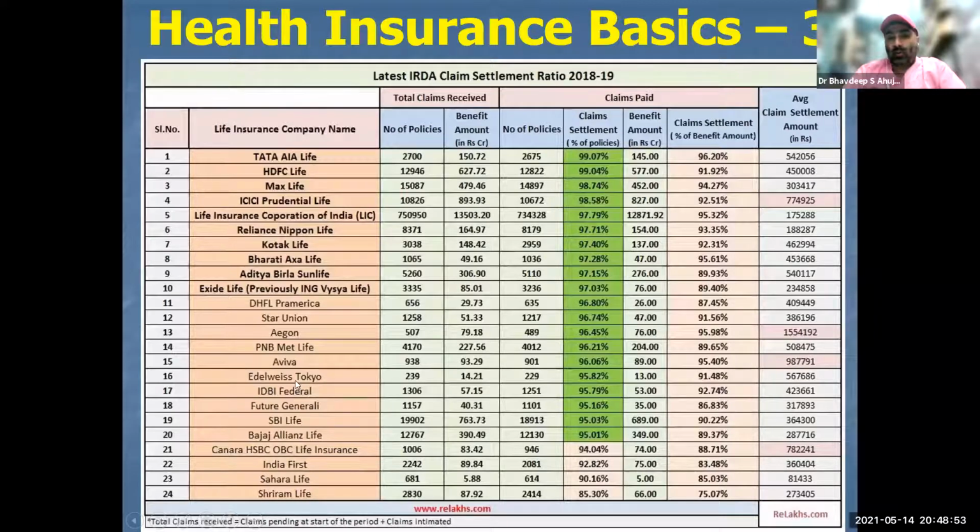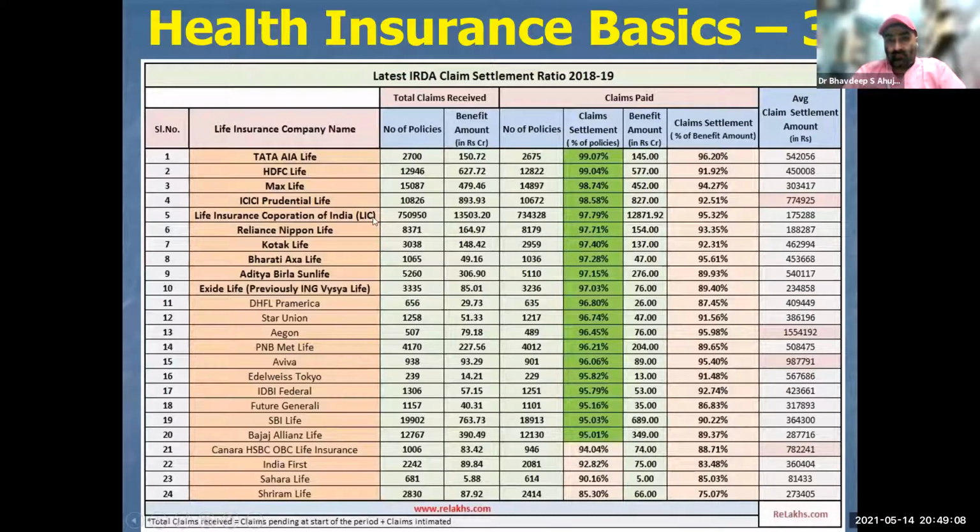So Edelweiss and Tokio IFFCO have merged now. So these things will keep on happening. Reliance and Nippon have also merged. Reliance actually exited from the mutual fund industry, and Nippon took over it as well. So this is the ratio.